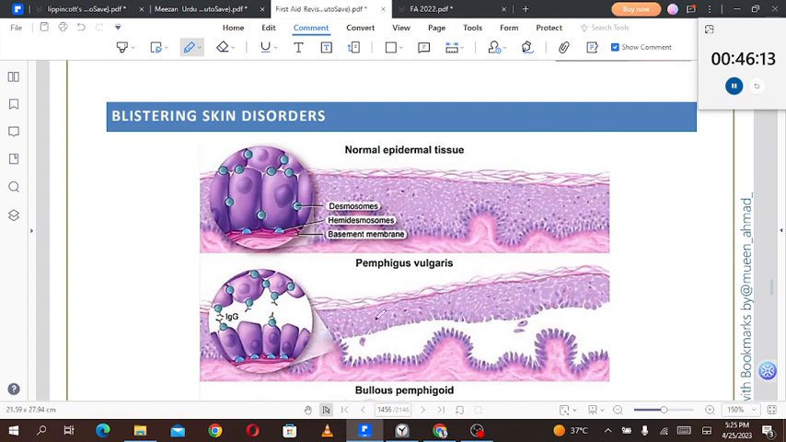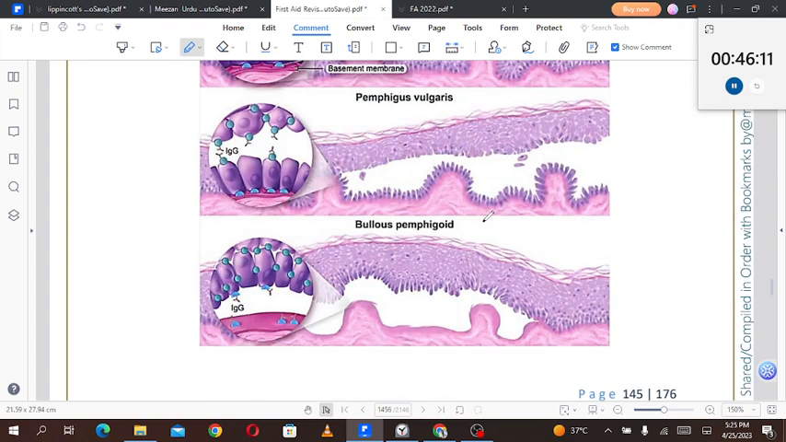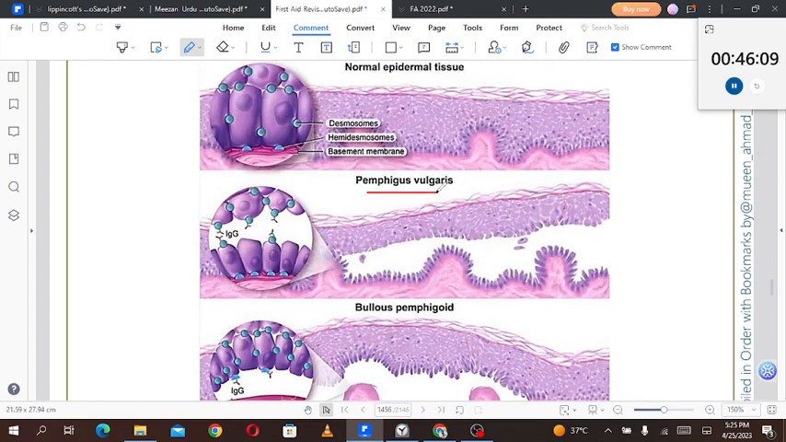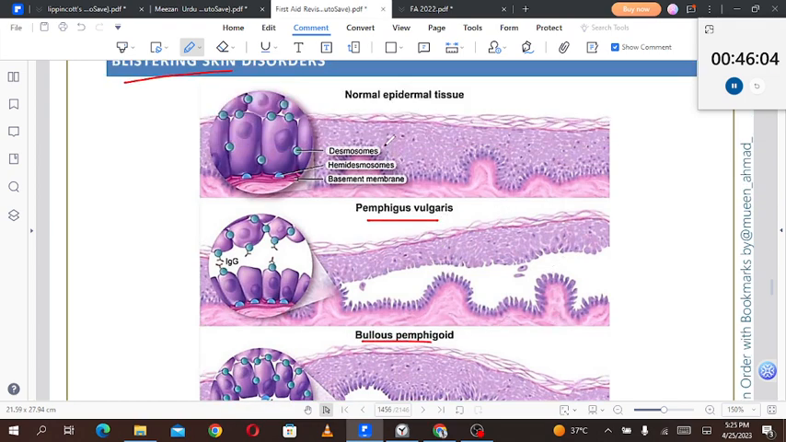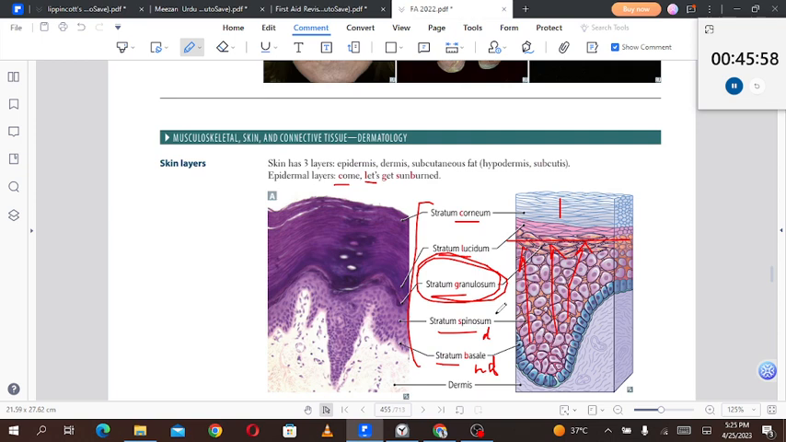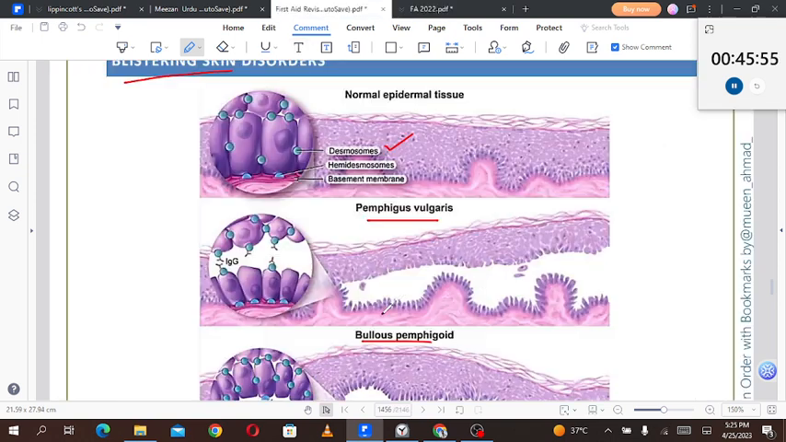Moving forward, blistering skin lesions. There are two very important blistering skin lesions. First one is pemphigus vulgaris, and second one is bullous pemphigoid. The desmosomes are normally found in the stratum spinosum, and the hemidesmosomes are present in the stratum basale, because hemidesmosomes connect the stratum basale to the basement membrane. That is why they are present only in the stratum basale, while the desmosomes are present in the stratum basale as well as the stratum spinosum.